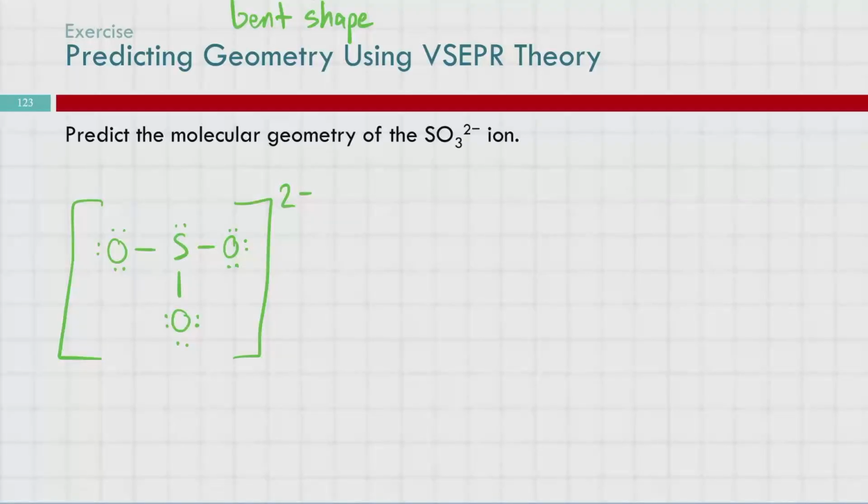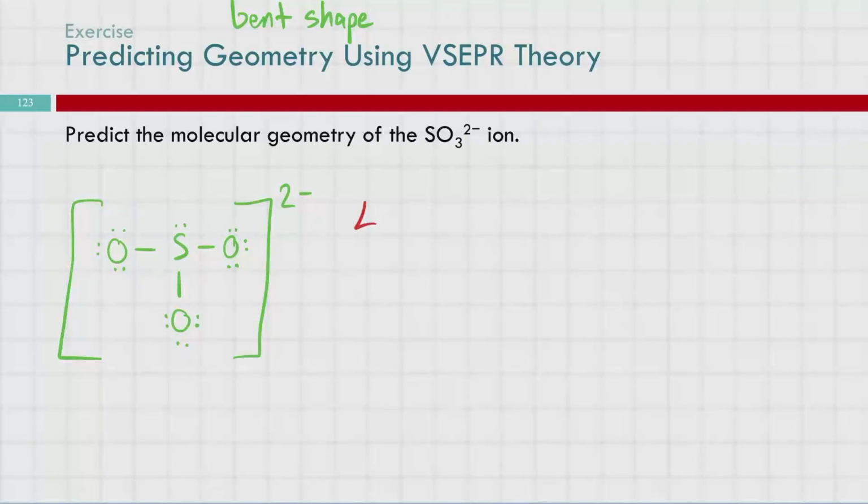That's the Lewis structure for the SO3 2- ion. So if you were stuck there, congratulations, you're unstuck. And now you can come up with the molecular geometry. Okay, how many bonds do we have? How many groups do we have? How many electron groups do we have on our sulfur?